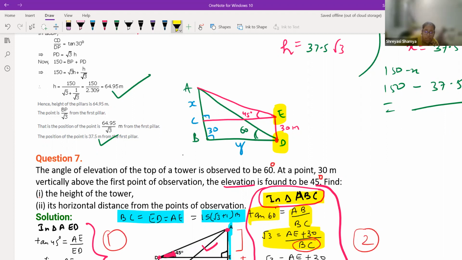So the distance up to the points of observation will be the same, right, sir? Yes, it's directly, vertically above. Tell one second. What are you saying? Wouldn't the horizontal distance from both the points of observation be the same? Yes, BD is equal to CE. That will be the same only. We have done so many questions. It will not change. Yes, sir.